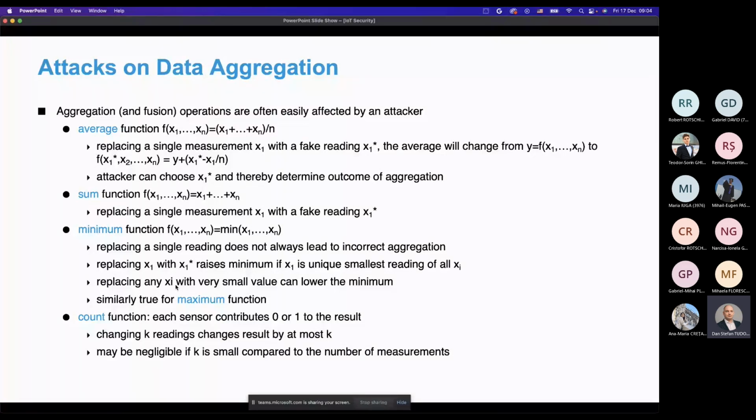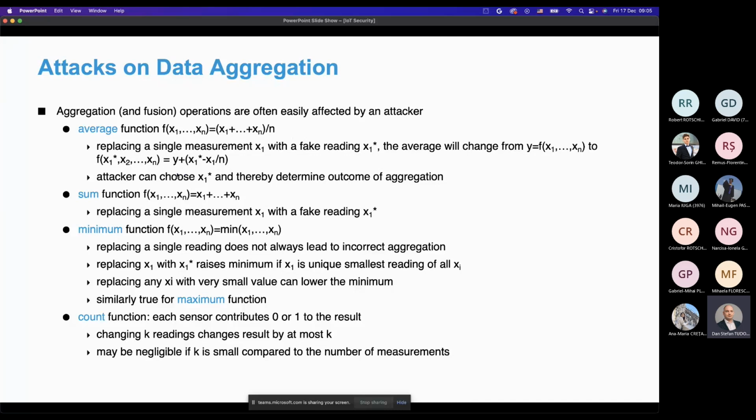So even a simple aggregation scheme can easily be influenced by an attacker, such that a network's behavior can be altered. For example, if you employ very simple functions such as average, which is just averaging multiple sensor values, just by replacing a single measurement with a fake reading. Let's say the real measurement is x1, and then you have this x1 star fake reading, the average will change. So you can tamper with the values that are being sent by the nodes.